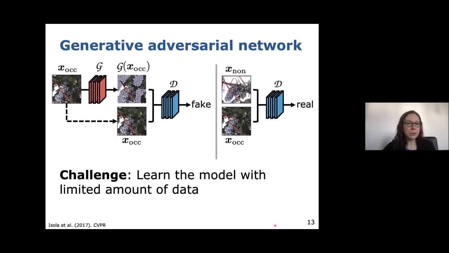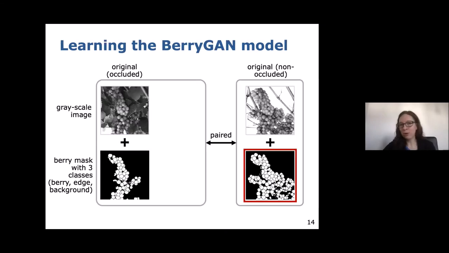So let me show you what we did to have proper training data, because neural networks like to have a lot of data. So first of all, we collected and prepared image pairs, because we need images from the domain of occluded images and non-occluded images, from both domains, and they need to be paired. So they need to show exactly the same content with leaves and without leaves.